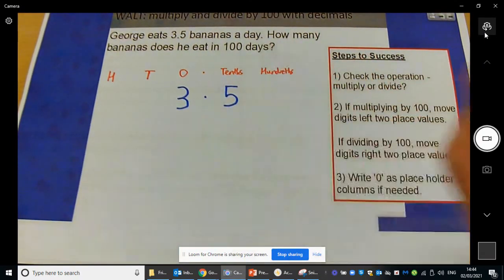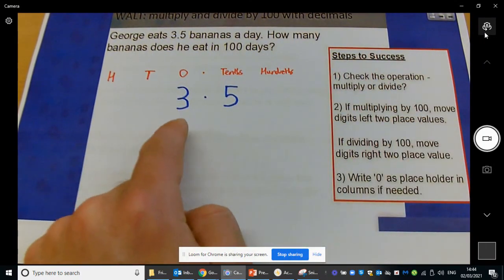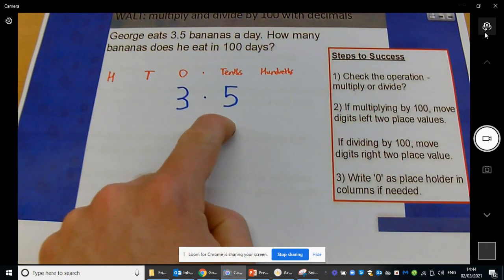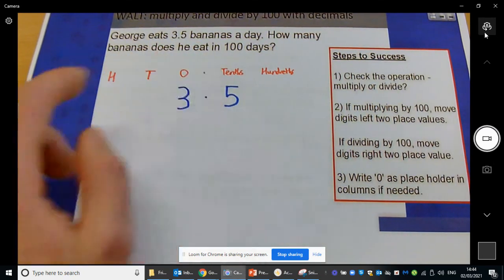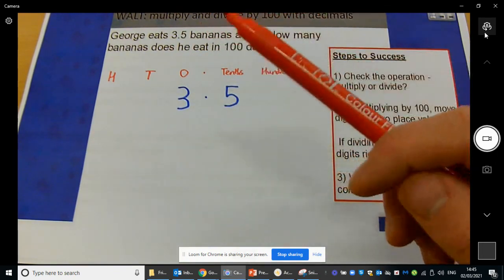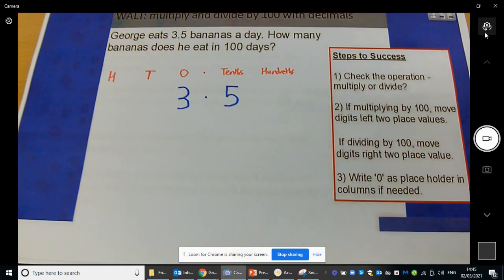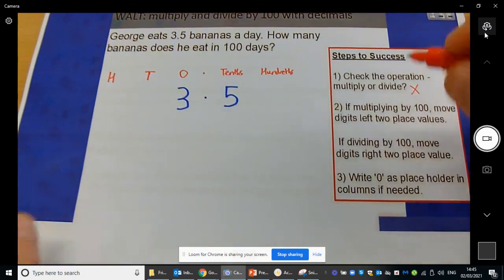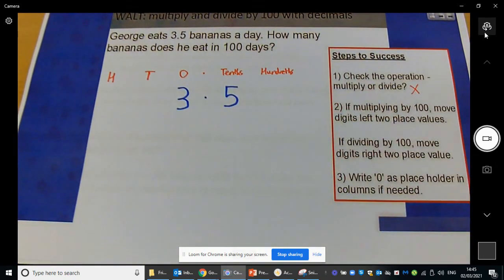How many bananas does he eat in 100 days? Well, if I know he eats 3.5 bananas in one day, is it going to be multiply or divide to find out how many he eats in 100 days? Of course, it's going to be multiplying. We're going to have to multiply by 100 to find out how many he eats in 100 days.